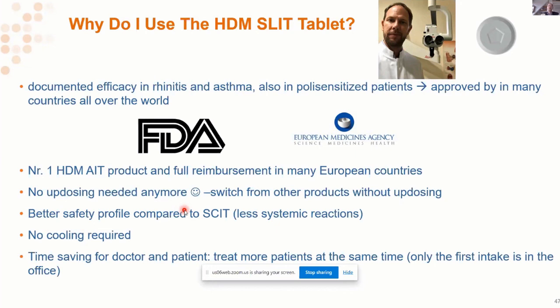You only have the first intake in the office, and then every 30 or 90 days you have the represcription. And if the patient really has understood the treatment, how it works, then it's only a handshake. Hello, how are you? Oh, you feel better. Wonderful. Here's your next prescription. So this is really time saving, and this means you can treat many more patients in the same time. And what I also experienced is that during Corona times, this home treatment was very beneficial for the patients and also for the doctors.